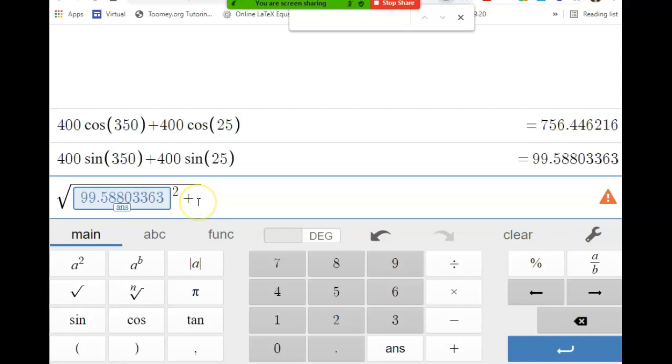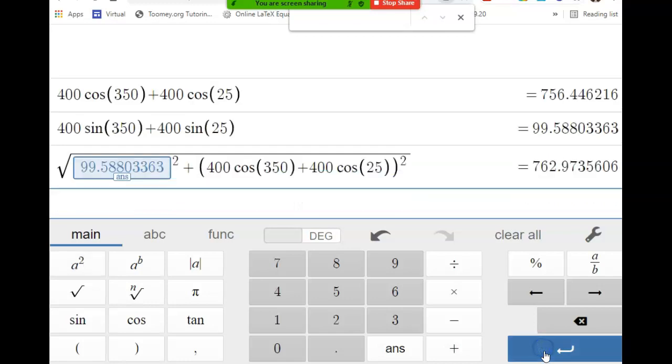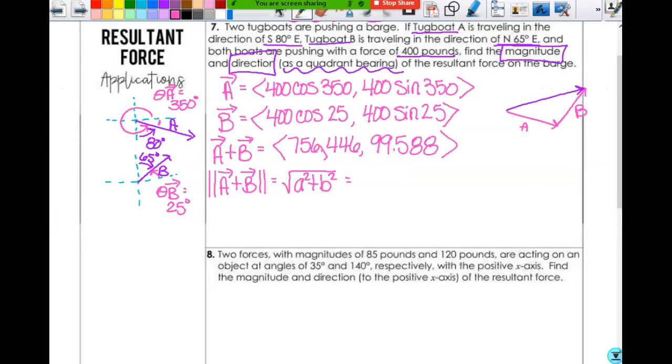I'm going to come back here. I'm going to open my parentheses. And then right here, I'm going to do Control-V and paste it in there. Close my parentheses and square it. So now I have b squared plus a squared inside of there. And it's all exact. I didn't put any rounded values in there anywhere. And the answer I get is the magnitude. That's my magnitude answer. So that is 762.974 pounds.